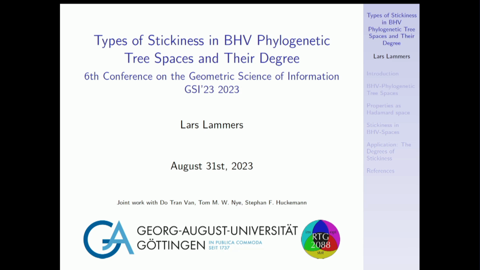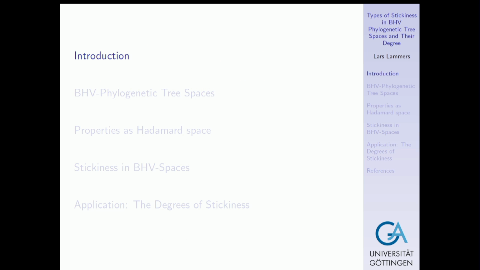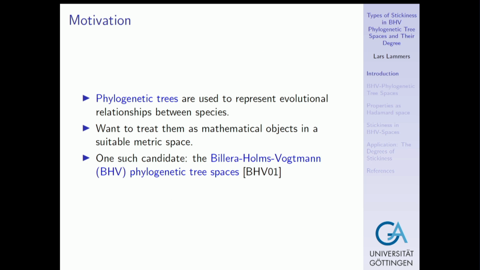Today I'm gonna give you some more information about stickiness, and in particular, stickiness with its main application in BHV phylogenetic tree spaces. Phylogenetic trees are used in biology to represent evolutionary relationships between species. We now want to treat these trees as mathematical objects in some suitable metric space. There are a couple of candidates, and today we're going to focus on the Billera-Holmes-Vogtmann BHV phylogenetic tree spaces.